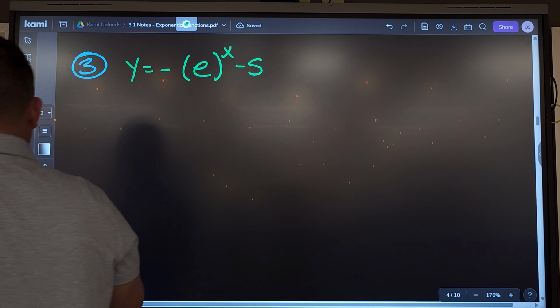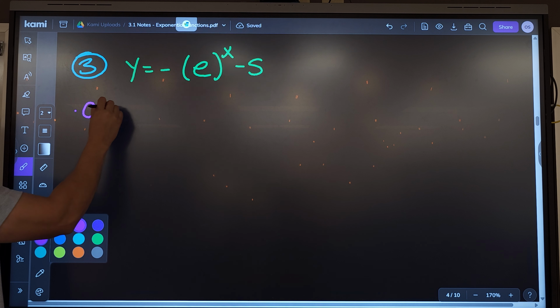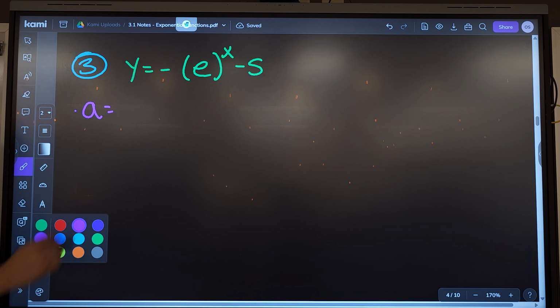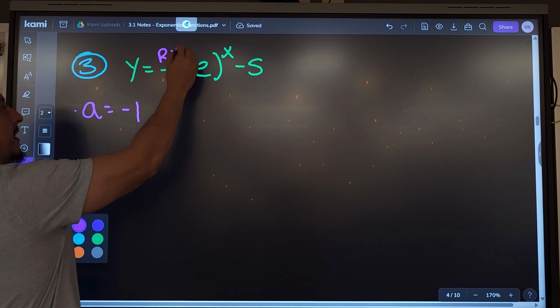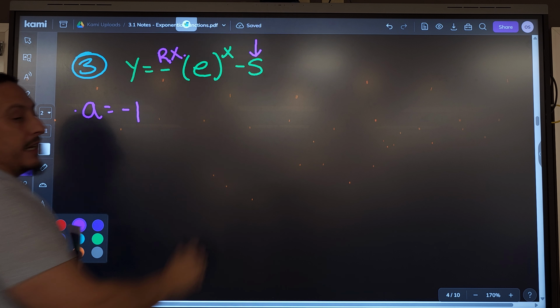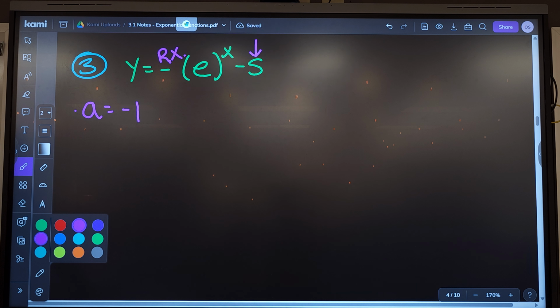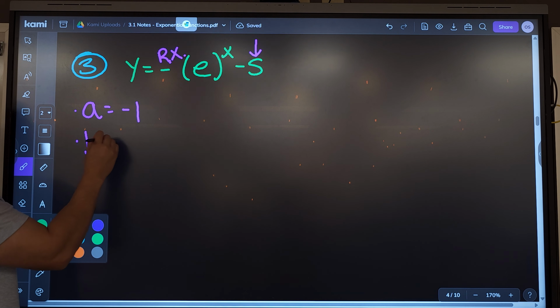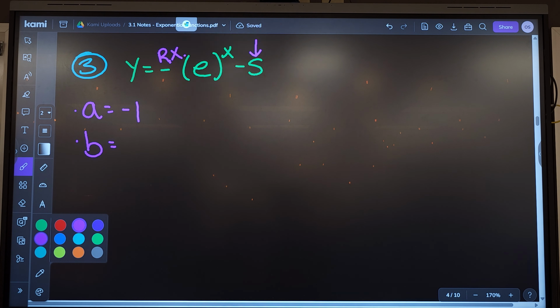Okay, let's do it together, guys. So what is A? -1. Okay, so that's a reflection on the x-axis, and that's a down 5. Everybody agree with that, down 5? Okay, what is our B value? What's our base? E, which is what number?